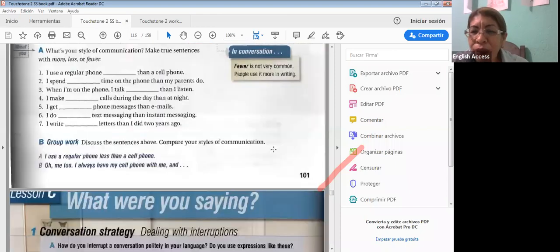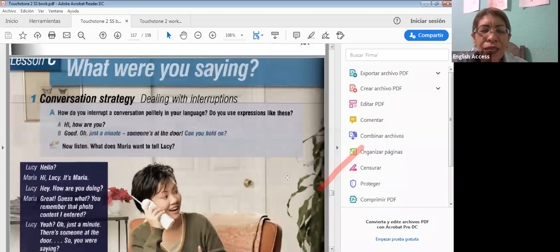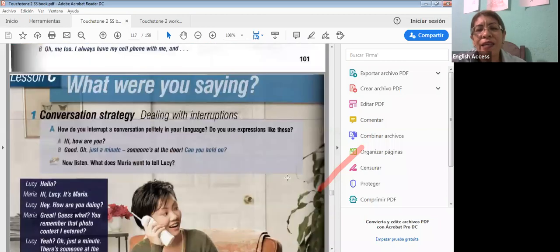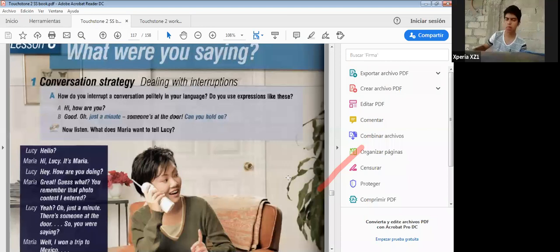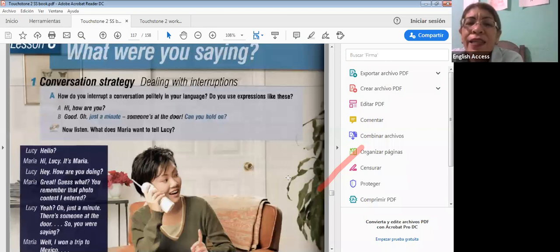Okay, in that case, let's move to lesson C. Lesson C, as you know, is about conversation strategy. In this case, the conversation strategy is dealing with interruptions. Exercise 1A says, how do you interrupt a conversation politely in your language? That's the first question.